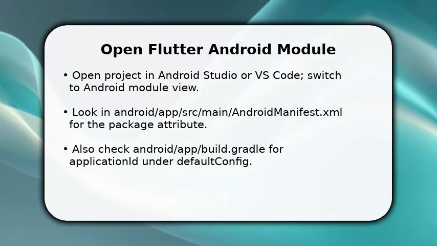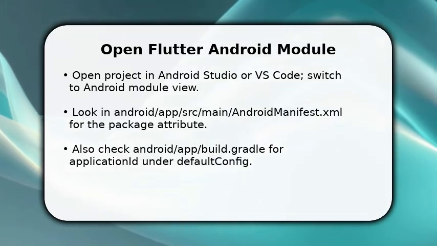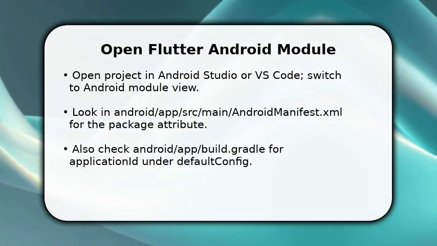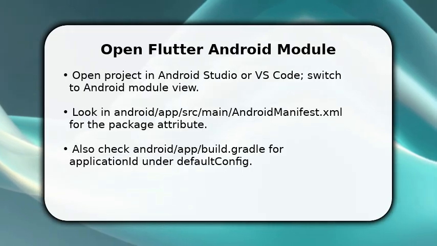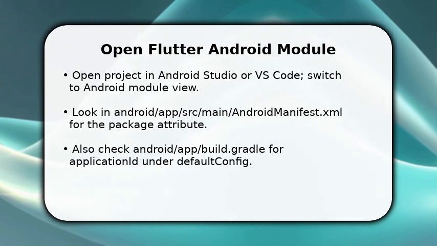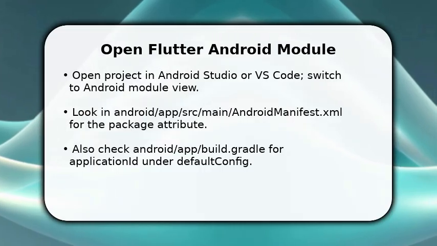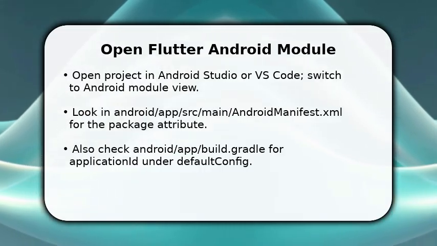Then make sure to open Android/app/build.gradle and locate defaultConfig.applicationId because Flutter uses that at runtime and for Play Store uploads. You do this now to avoid later confusion between manifest and Gradle identifiers. Make a quick note of both values for verification steps that follow.